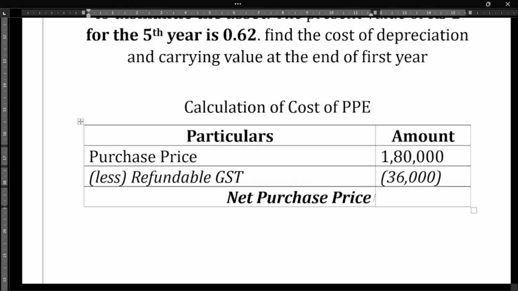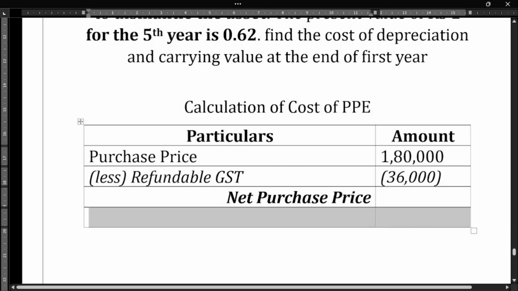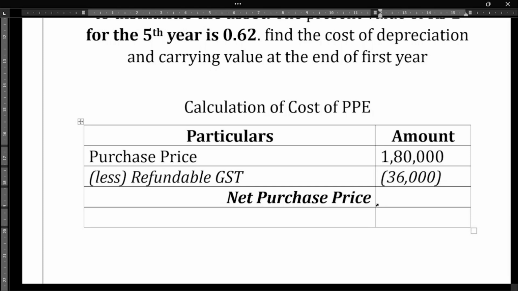What is the net purchase price? 1,80,000 minus 36,000 will be 1,44,000. For this we need to add the directly attributable expenses.